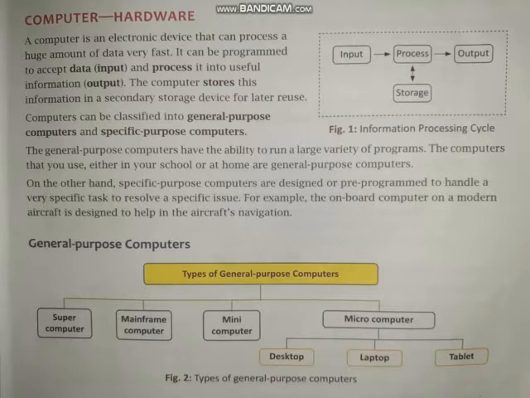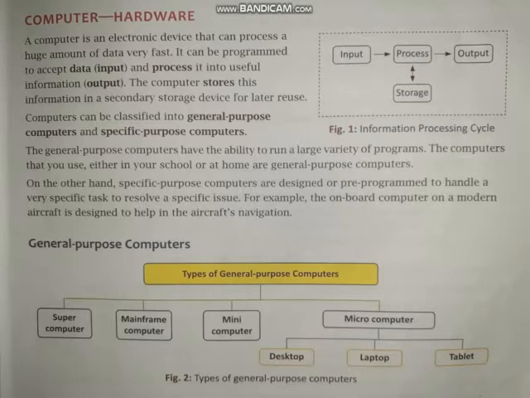On the other hand, specific purpose computers are designed or pre-programmed to handle a very specific task, to resolve a specific issue. For example, the on-board computer on a modern aircraft is designed to help in the aircraft's navigation. It means specific purpose computers are designed or pre-programmed for a specific task.